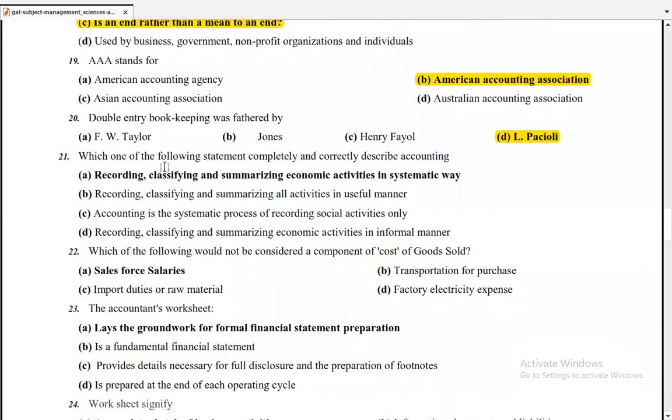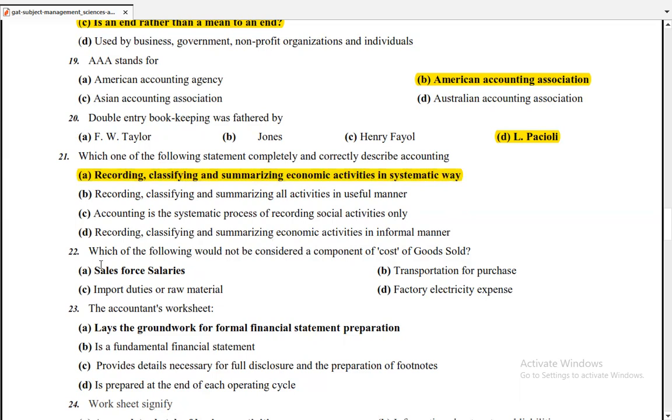Which one of the following statements completely and correctly describes accounting? Recording, classifying, summarizing economic activities in a systematic way. And all three are incorrect. Recording, classifying, and summarizing all activities in a useful manner. Accounting is the systematic process of recording social activities only. Recording, classifying, and summarizing economic activities in an informal manner. It is in a systematic way.